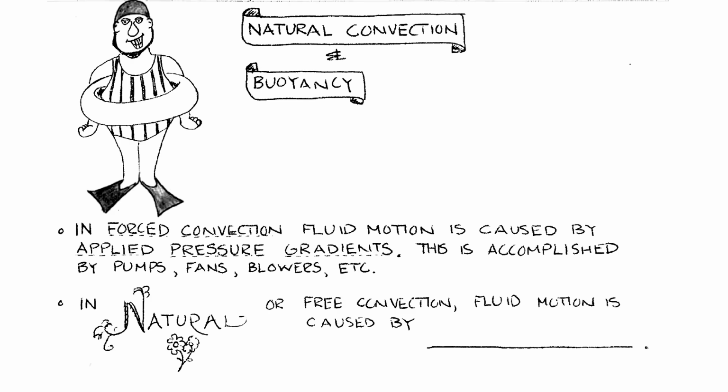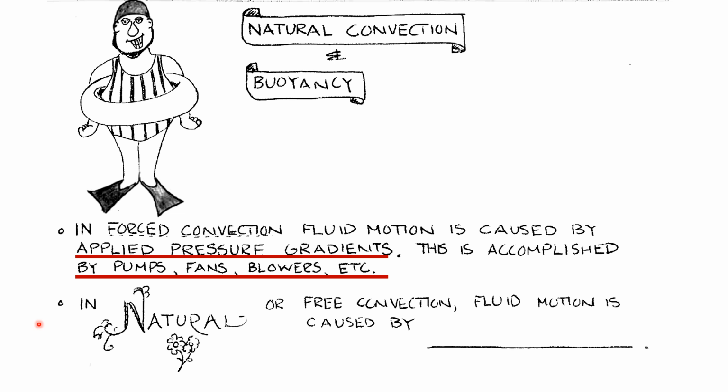We are now going to enter the world of natural convection. So in forced convection, which is the only convection we've really looked at so far, we've got fluid motion, but the fluid motion itself is caused by applied pressure gradients. And when I say applied pressure gradients, I mean we're physically forcing the fluid to move. And we do that via pumps, fans, blowers, and so forth.